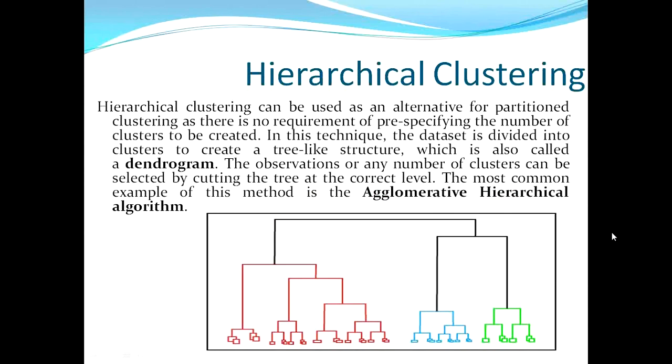Okay, so next is hierarchical clustering. This can be used as an alternative for partitioning clustering, as there is no requirement of pre-specifying the number of clusters to be created. In this technique, the dataset is divided into clusters to create a tree-like structure, which is also called a dendrogram. Any number of clusters can be selected by cutting the tree at the correct level. The most common example of this method is the agglomerative hierarchical algorithm. In this figure, dendrograms are used, which is very useful in segmentation. The advantage of not having to predefine the number of clusters gives it quite an edge over k-means. However, it doesn't work well when we have a huge amount of data.